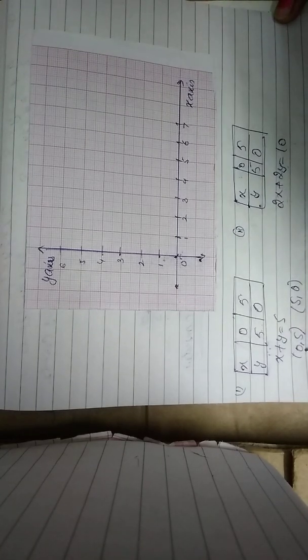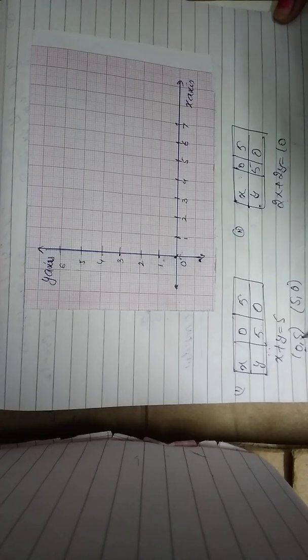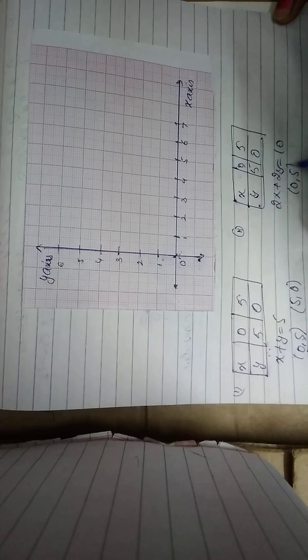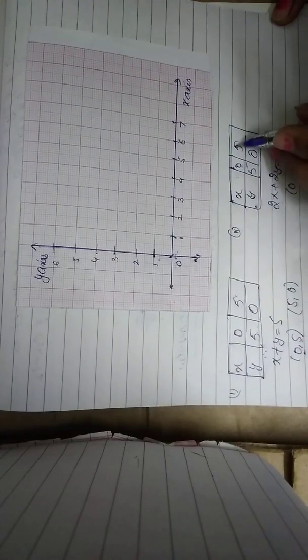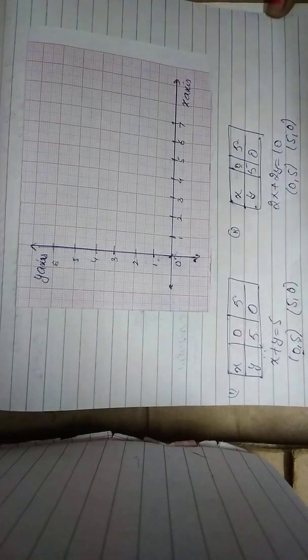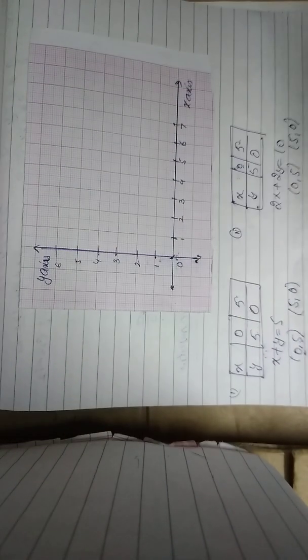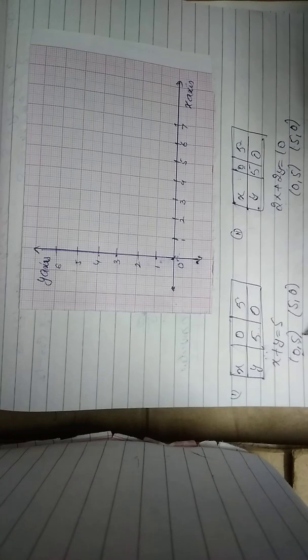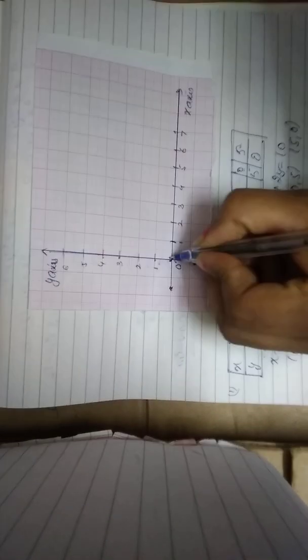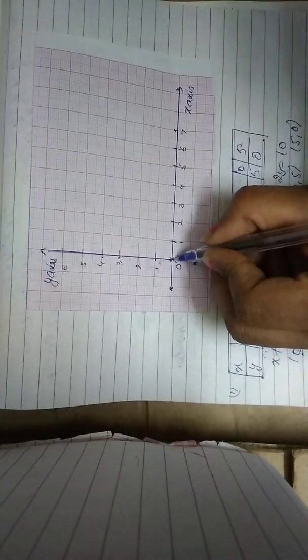Always write the coordinate of x first, then y. Same here: x is 0, the coordinate of y is 5. And next, x is 5, the coordinate of y is 0. Now, the first point (0, 5) means x is taken as 0 and y is taken as 5. X is 0, and y is 5.